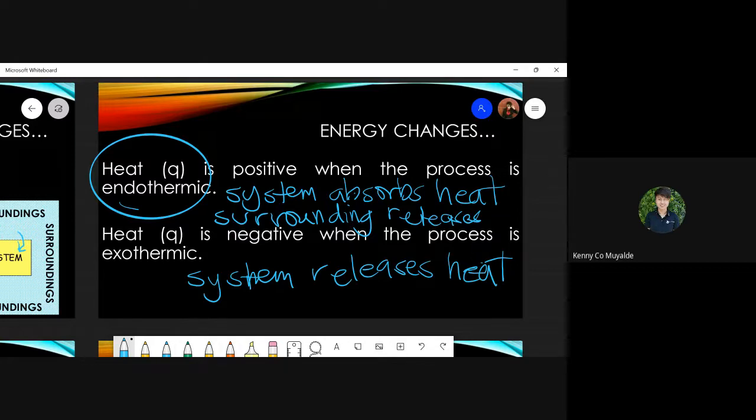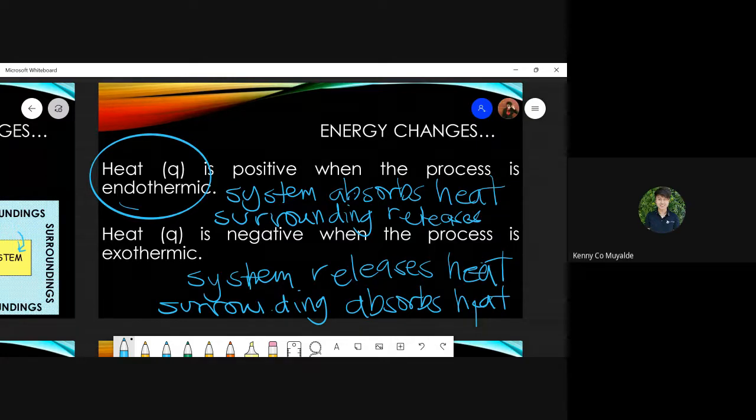Another way to determine if the reaction is exothermic is if the surrounding absorbs heat. Bakit kaya? Kasi kapag si surrounding ay nag-absorb ng heat, kanino nang galing yung heat? Kay system, 'di ba? So ibig sabihin, wala namang i-absorb na heat si surrounding kapag hindi nag-release si system. So that means if the surrounding absorbs heat, then the reaction is also exothermic. Okay, I hope you take note of this. Baka mamaya may mga malito.